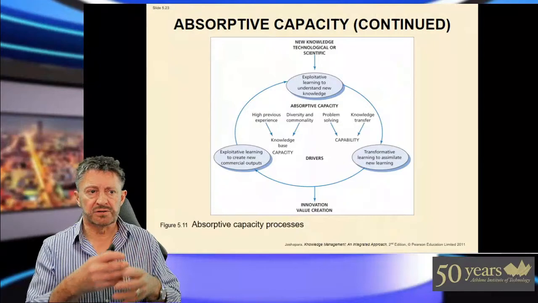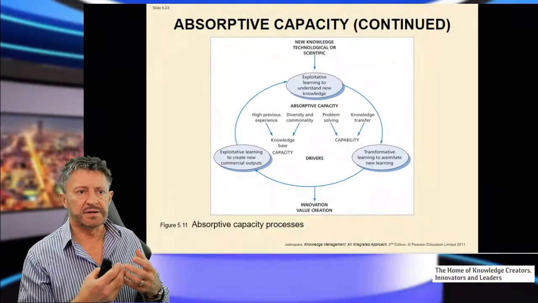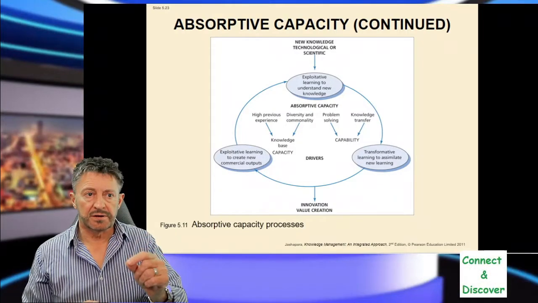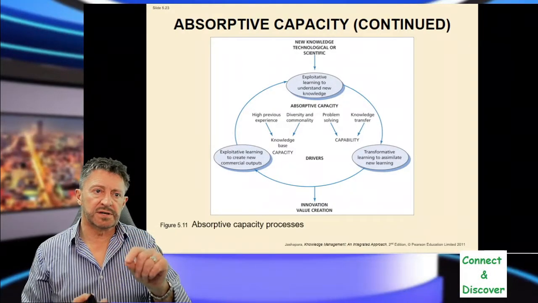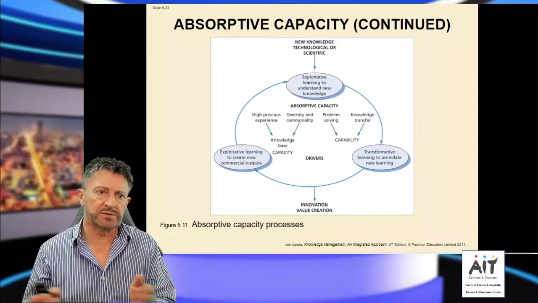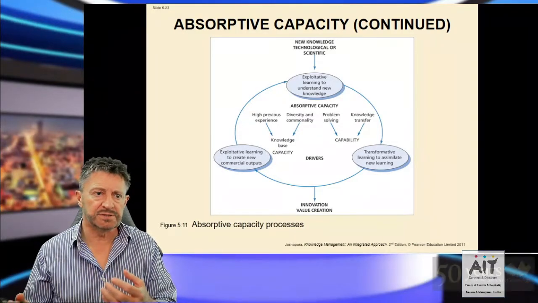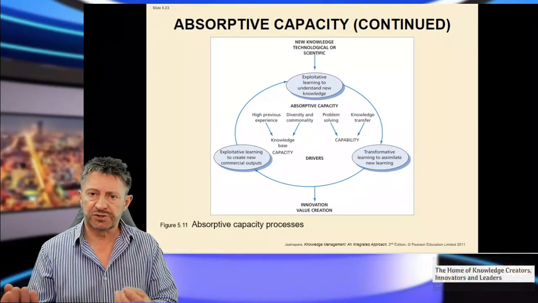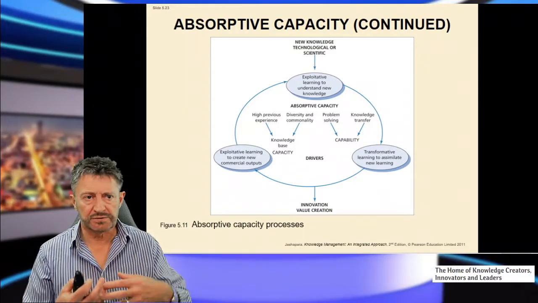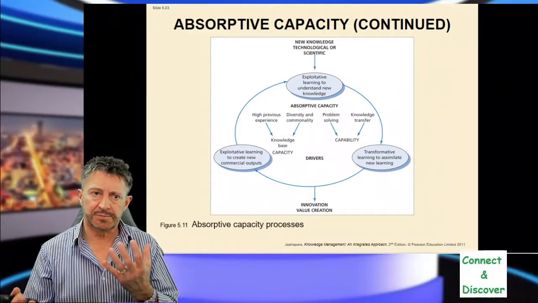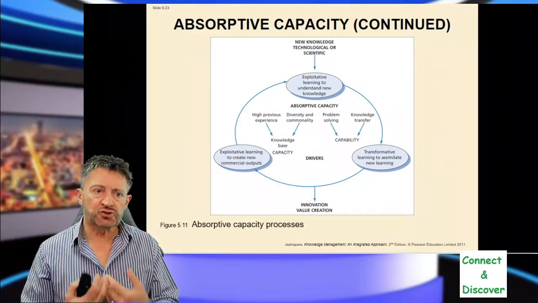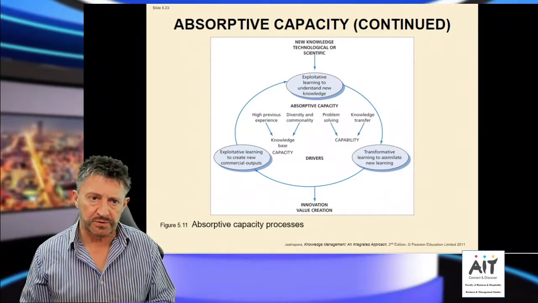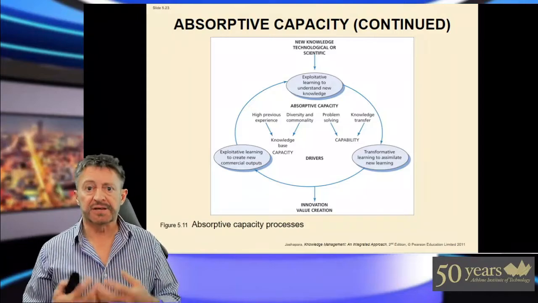And this is just again shown in this diagram. High previous experience leading to an increased knowledge base. We have diversity and commonality. We have people with different backgrounds, different levels of knowledge, different experiences. That increases our capacity. And then we have problem solving capacity and knowledge transfer. So how quickly we can share information around to help us to solve problems. That's a capability. And these drive innovation and value creation. So it's how we do what we do and how we do it more effectively and efficiently.